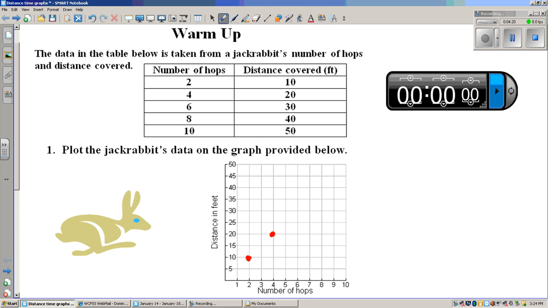Put a point there. At 6 hops, 30 feet. Put a point there. 8 hops, 40 feet. We'll put a point here. And at 10 hops, he has covered 50 feet. All right, let's connect those. There we go.